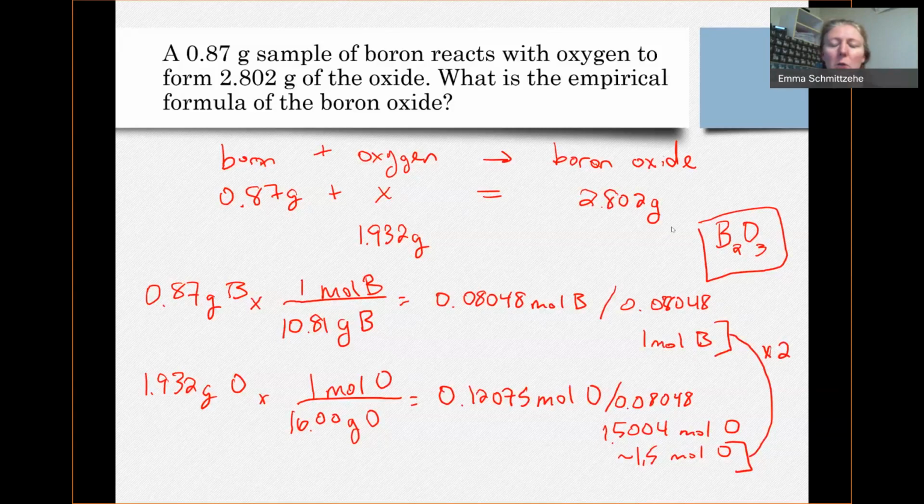I'm not going to do any of those calculations because that part should be pretty logical. The hard part is finding the empirical formula. So now hopefully you've got an idea of how to do that.